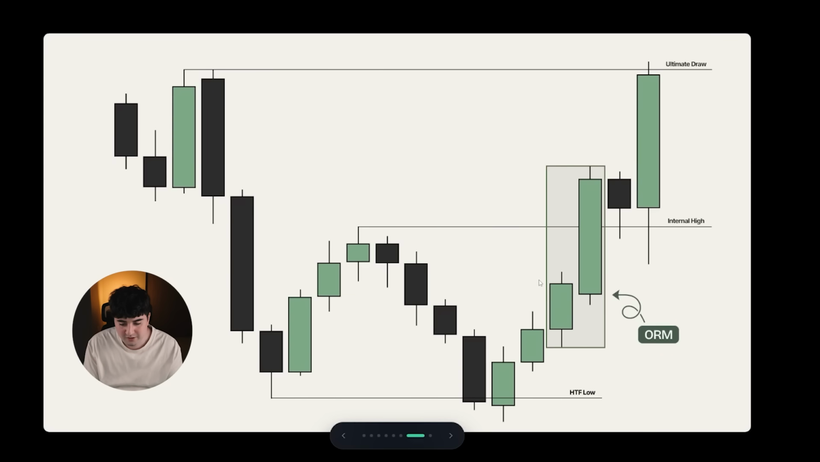Or we could see what happens in this example, where you see price come off the open and showcase bullish displacement off the get-go. You see price come up here, you see price attack that internal high, and then you see price eventually go into that ultimate draw. And that is what you want.